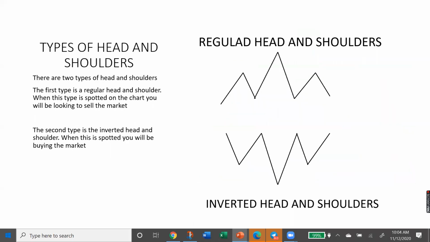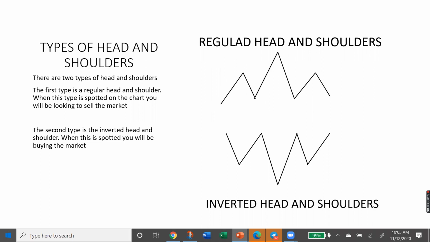So there are different types of head and shoulder patterns. There's only 2 of them. The first one is a regular head and shoulder pattern. When you spot a regular head and shoulder pattern on the chart, you'll be looking for positions to sell. So on the top picture here, this is a regular head and shoulder pattern. When the market is going on an uptrend and then it gets exhausted from that uptrend and comes back down, a possible reversal is happening. So you would sell on this head and shoulder pattern.